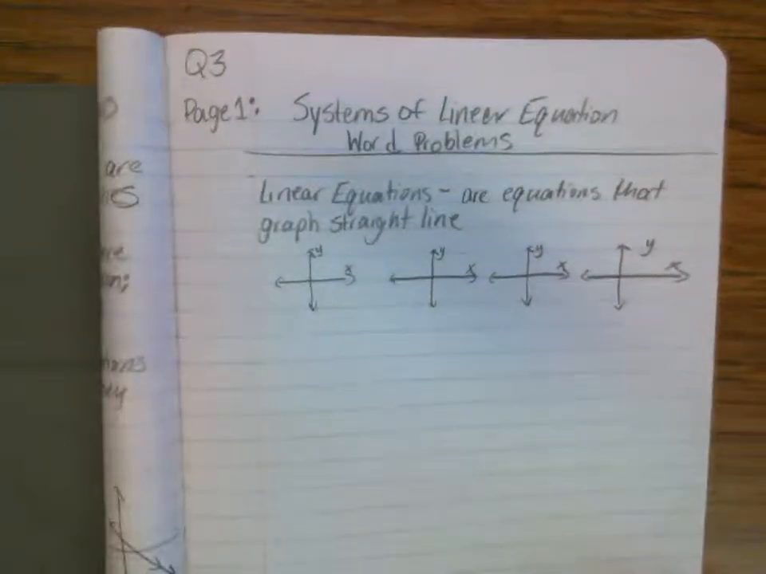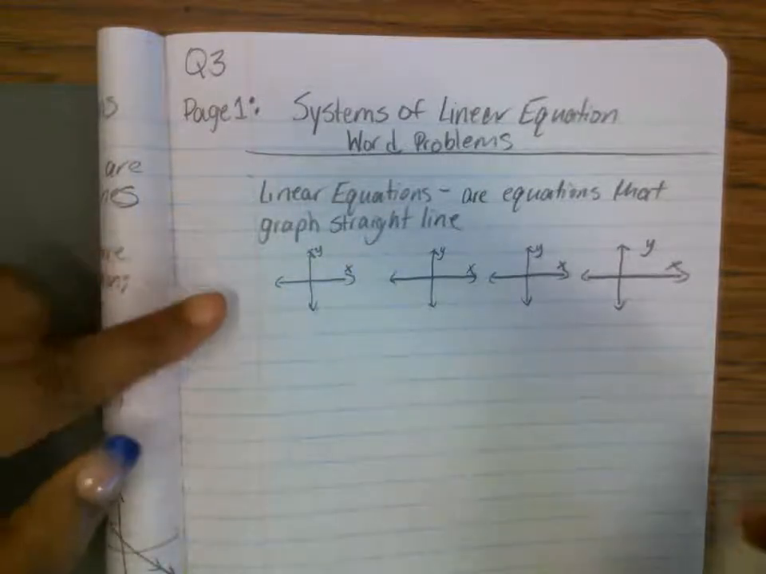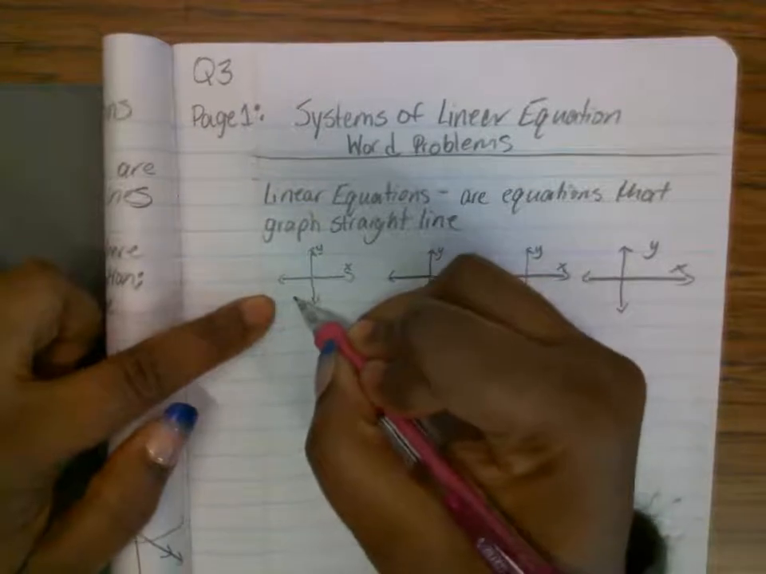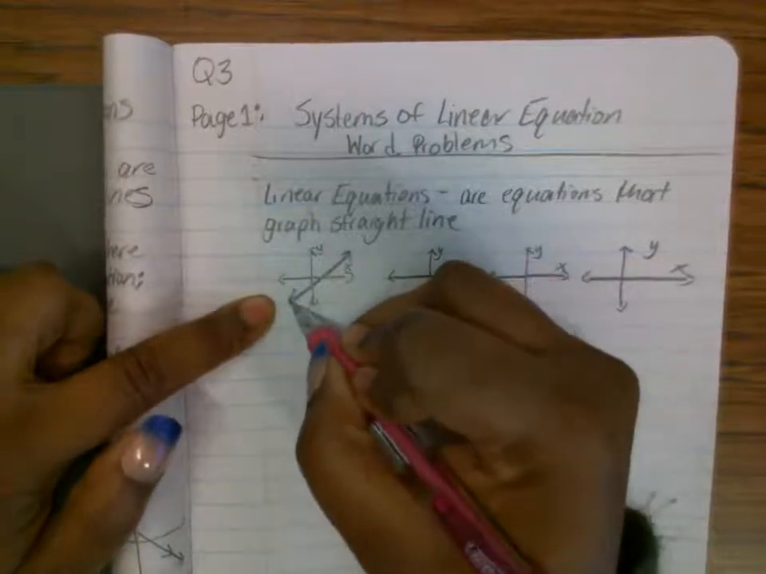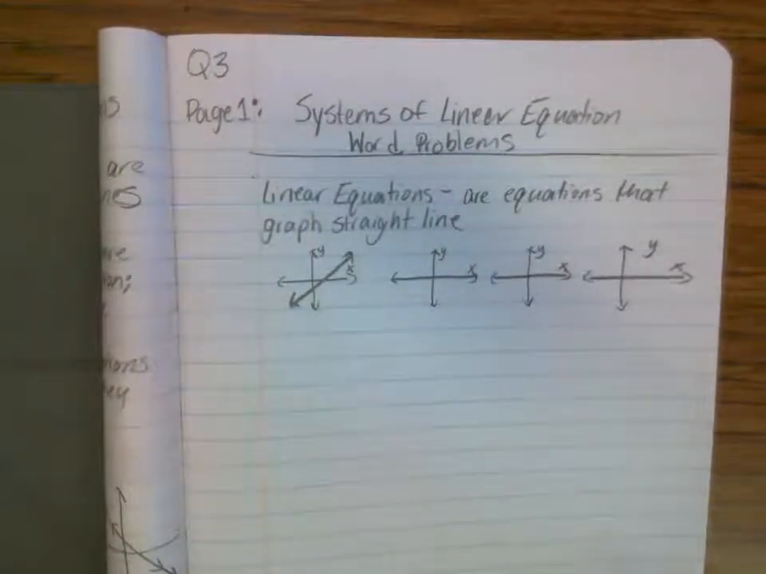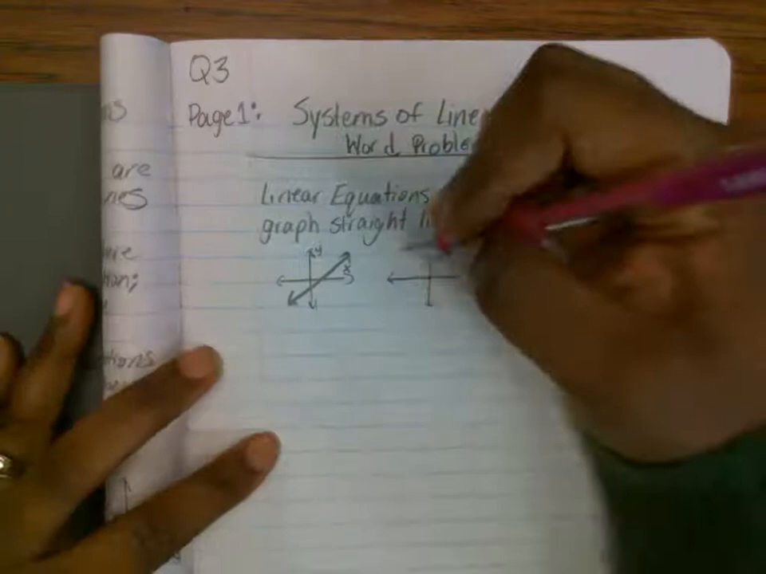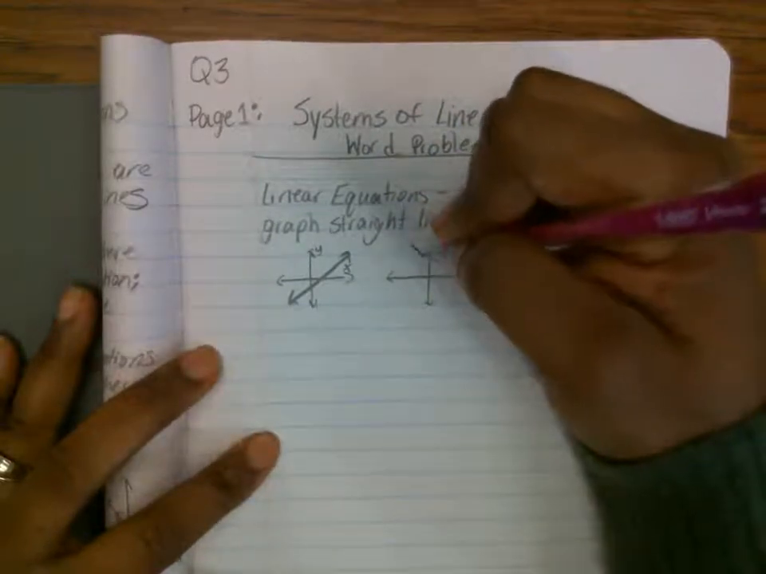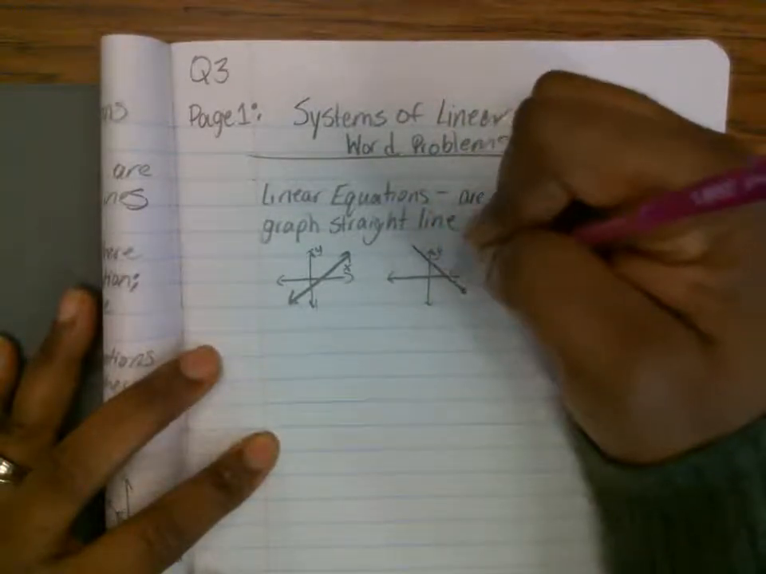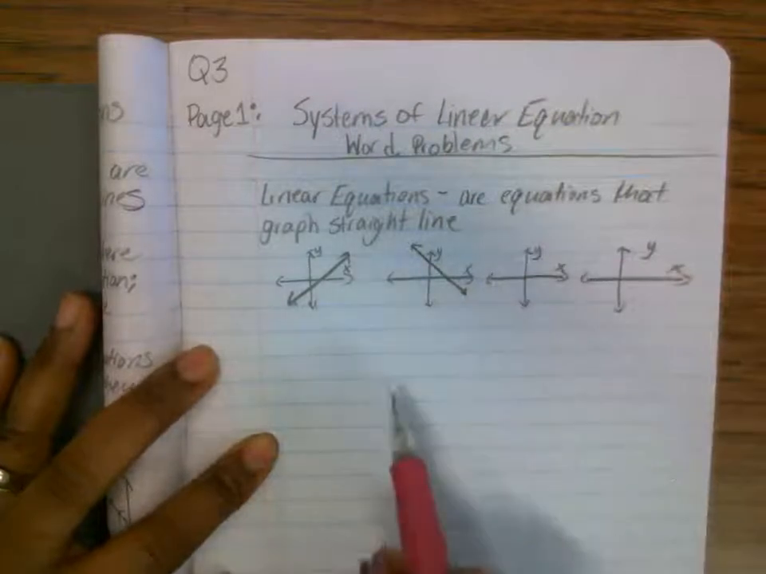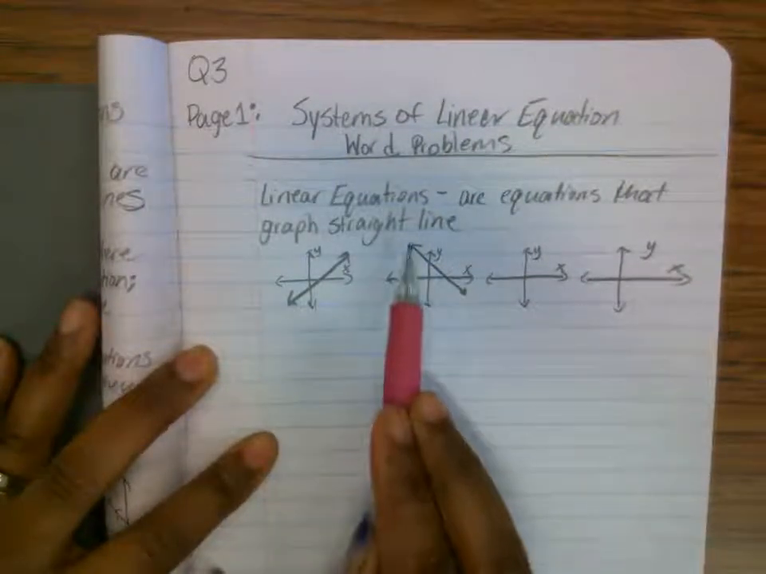All right, so these are the different types of linear equations. You have linear equations that graph lines with a positive slope. That's where the line is going up. You have linear equations that graph lines with a negative slope. That's where the line is going down. As x increases, y decreases. So from left to right, the line is going down.